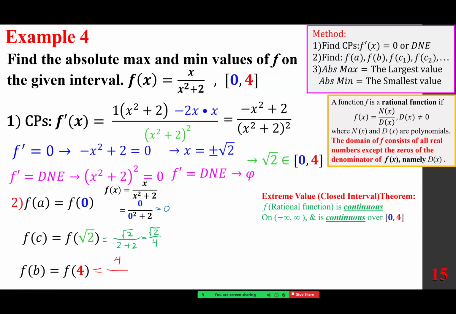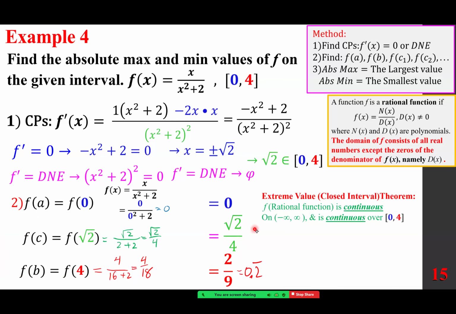We get 4 over 4 squared is 16, plus 2 is 18, or 2 over 9. So these are the answers. And 2 over 9 is 0.2 bar, everybody. You should recognize this is larger than that. It's about 0.35, but if you don't, you can put it into a calculator and see the decimal representation.